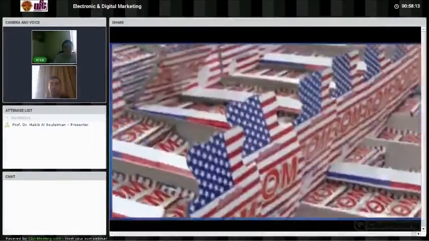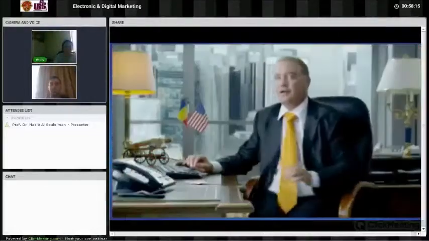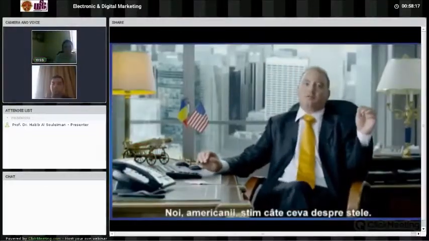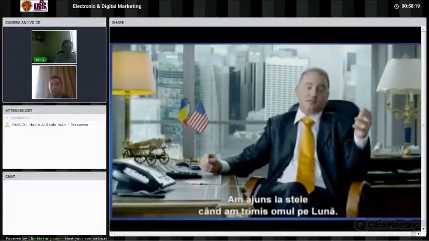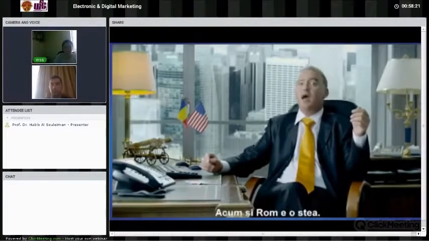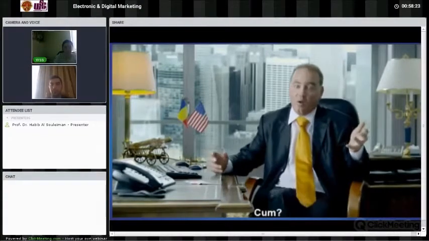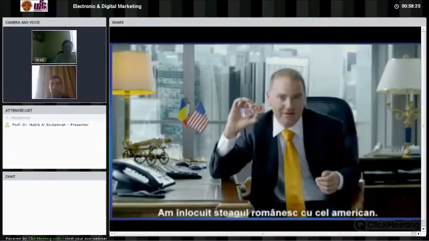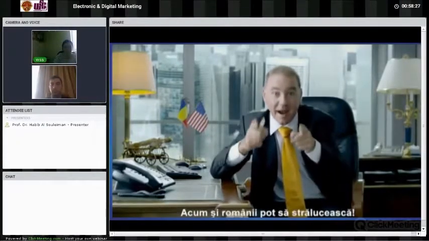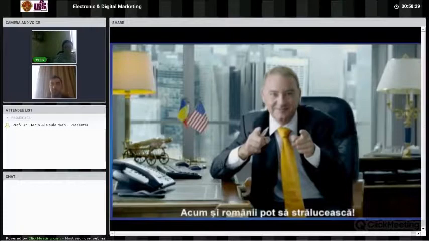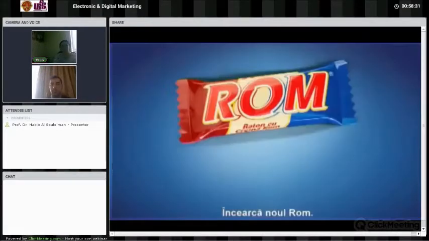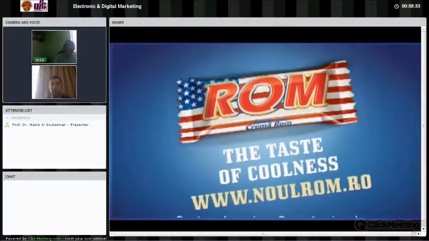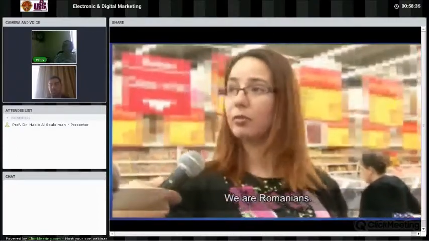The new Rom came with its own launch campaign in English. We Americans know what stars. We have stars on our flag. We reached the stars when we put a man on the moon. Now, Rom's a star too. How? We replaced the Romanian flag with the American one, so Romanians can shine on too. Try the new Rom with the American flag with the taste of coolness.